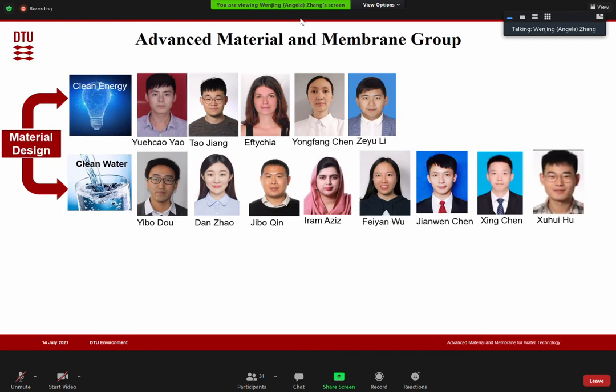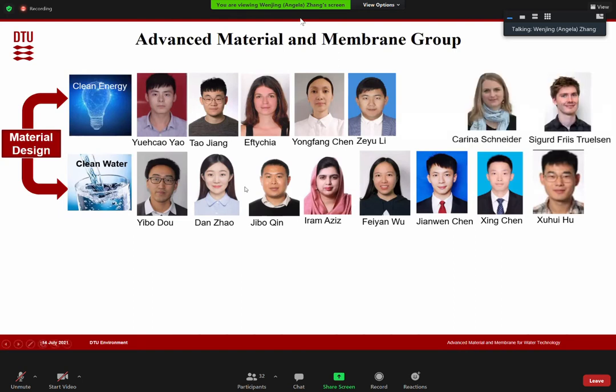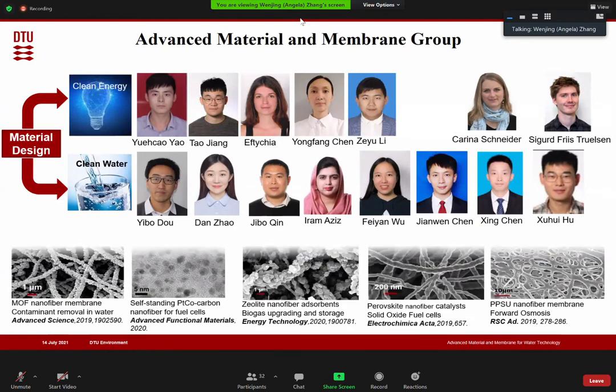And Xinchen and Xihui Hu, they are the students especially tackling the polymer physics, trying to reinforce the polymer nanofiber membrane for the filtration in water. I also have a close collaboration with Klaus' group and the 2 postdocs, Karina working on the process and Sigurd working on the molecular dynamic simulation.